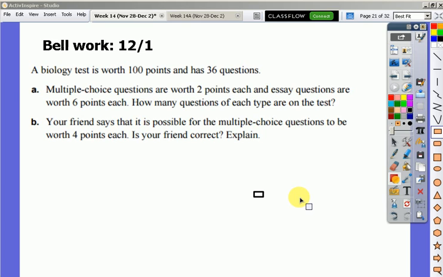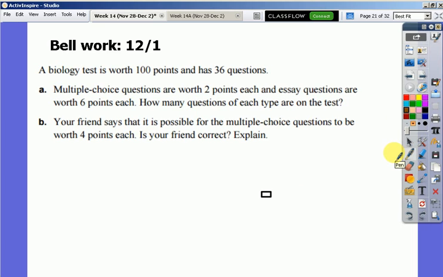So the key to this is that I see two essential things. I have two different values. I have the value of the test itself, so let me underline that. The test itself is worth 100 points. And then I also have the total number of questions. Those two elements are separate, so that is a good indication that I will be creating a system to solve. Does that make sense? So, great.